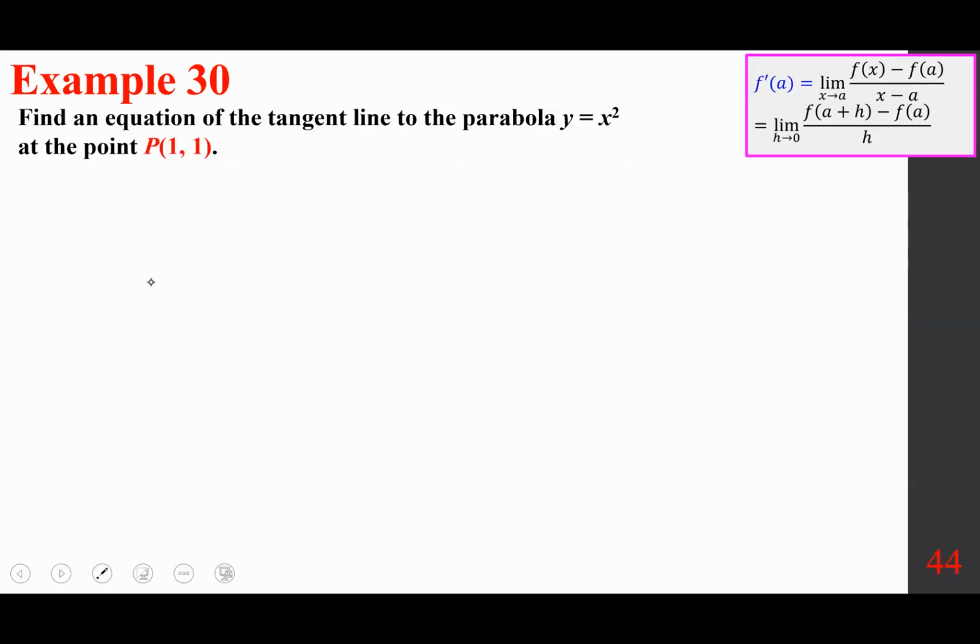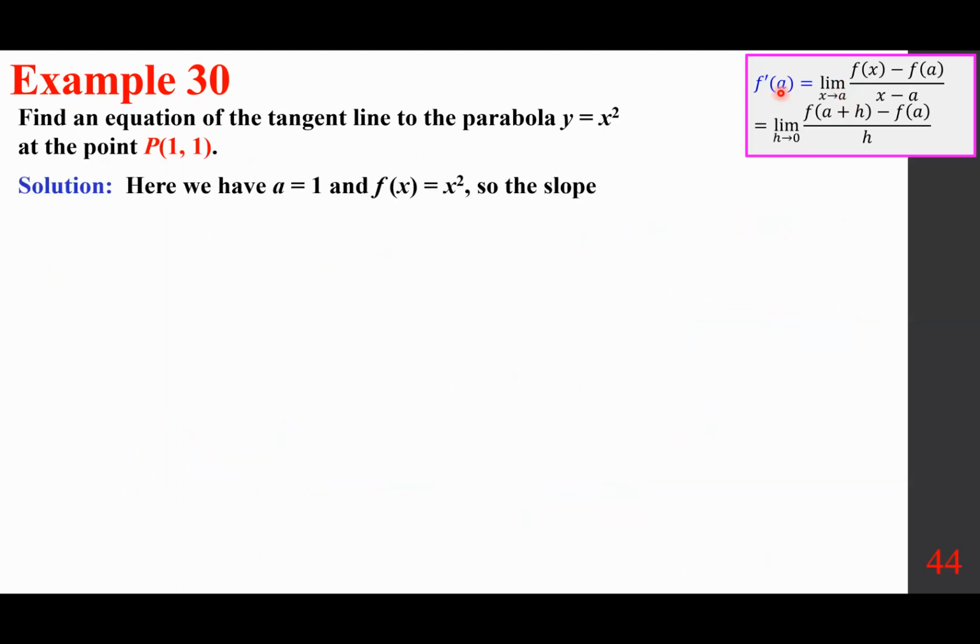Find an equation of a tangent line to the parabola y equals x squared at point 1 and 1. And we want to stick with this method. I want to show you also how to find f prime of a. Although you can find f prime of x and then plug in 1. You can do that, but just this method. First, notice if you want to stick with that, a is 1 and the function is x squared. We can use one of those, and in fact, I'm going to use both for practice.